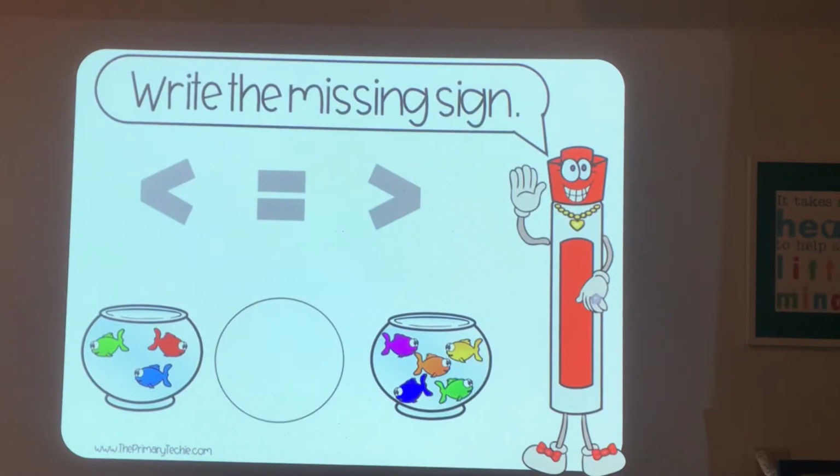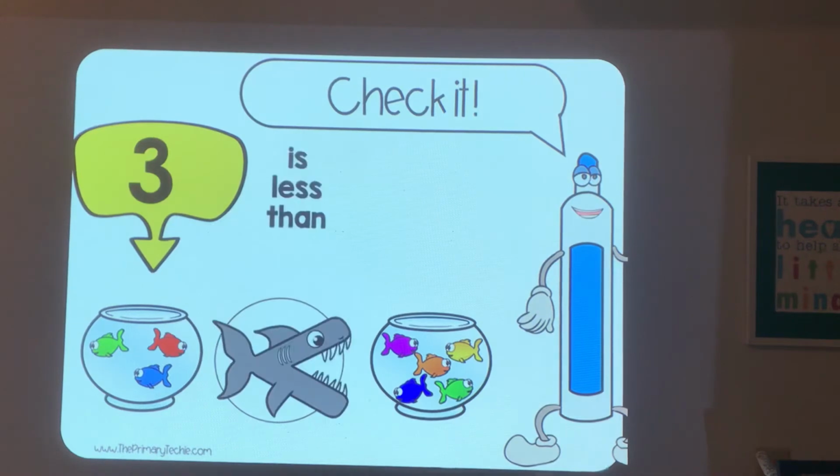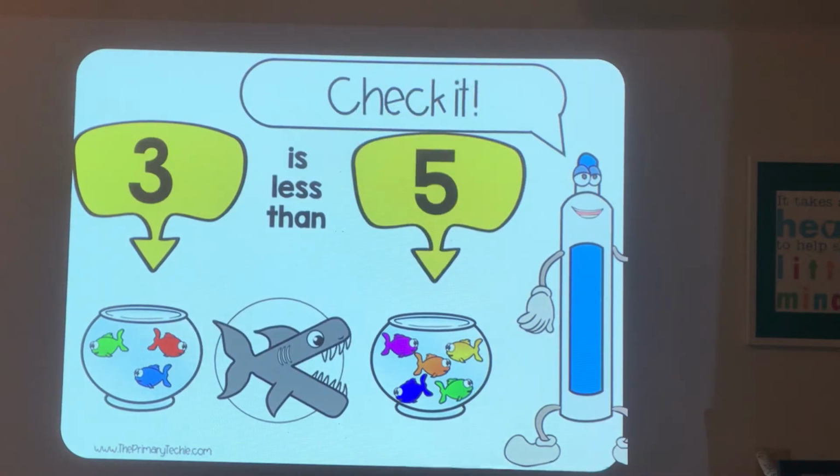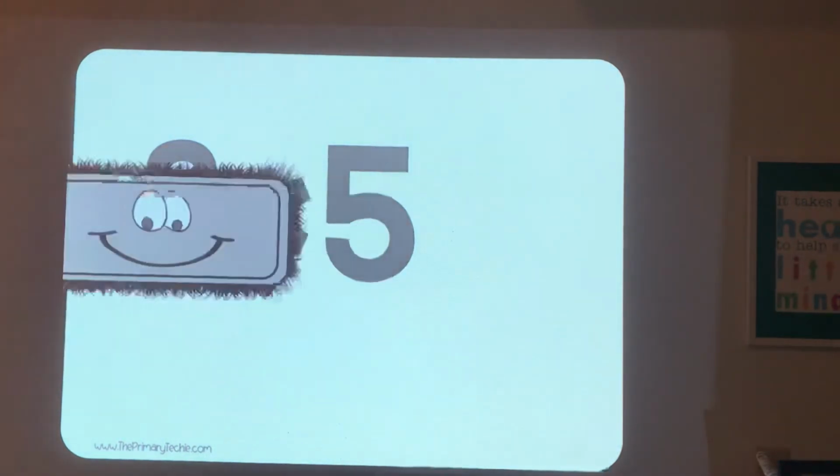Count the fish. Leave a space in between. Count the fish. Write the symbol. Is less than 5. See that big mouth? That shark would rather eat the bigger group of 5. 3 is less than 5.